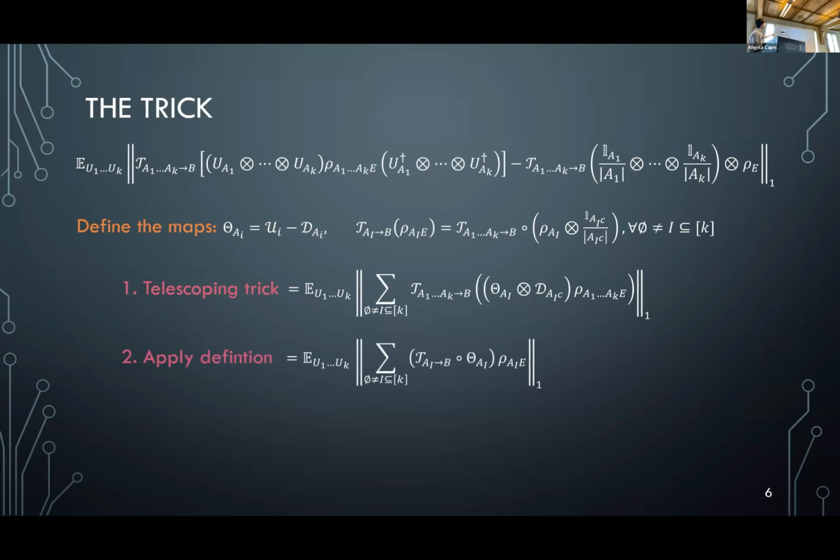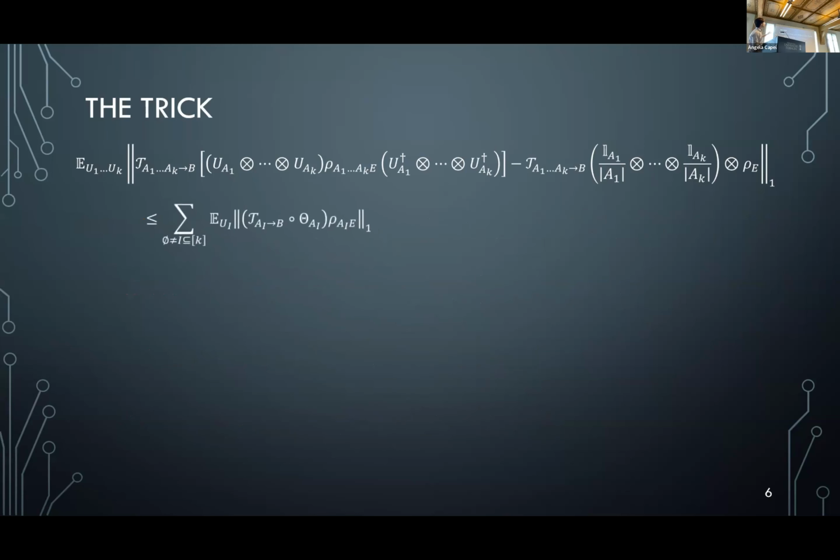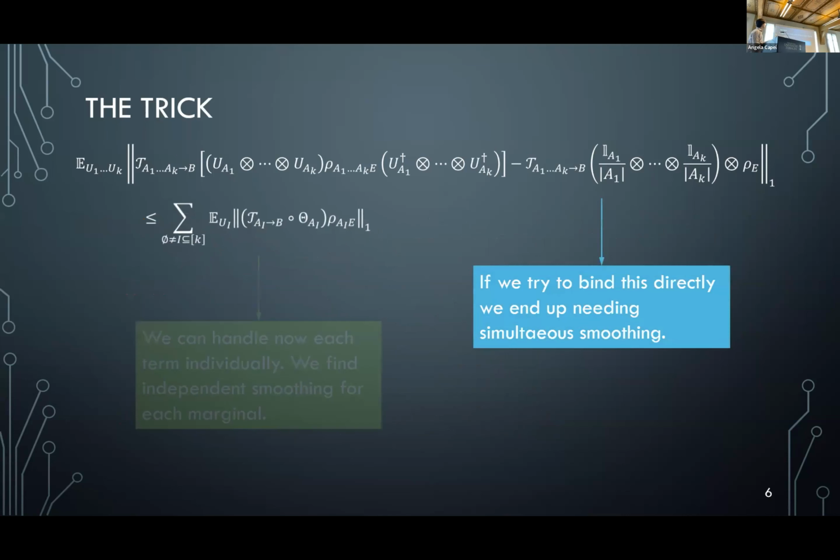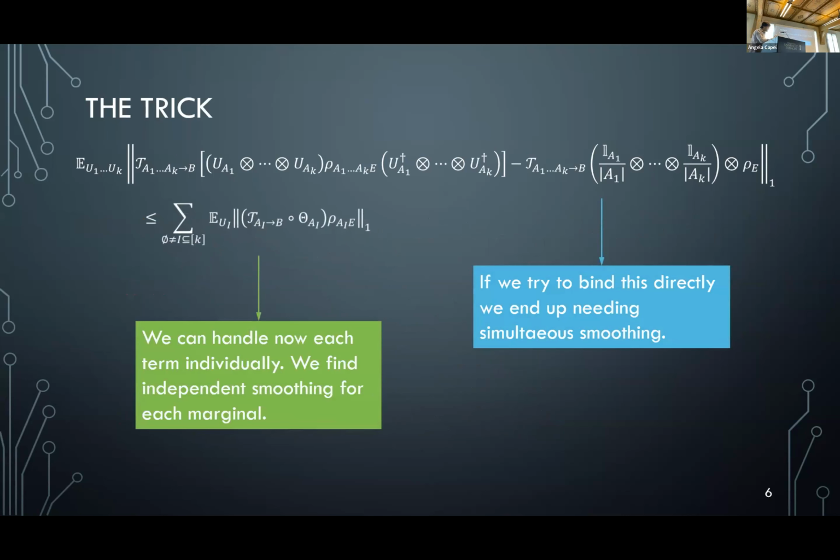So the thing now is to apply the definition of this map here, and finally the triangular inequality, and we find that this expectation value here can be upper bounded by this other smaller one here. And now if we compare these two expectation values, we can see that indeed, when we manipulate this thing here, in the end of all our manipulations we will only have to smooth terms accounting for each of the marginals of the input state instead of having to optimize them all over the same input state. So this is the trick that allows us to skip simultaneous smoothing.